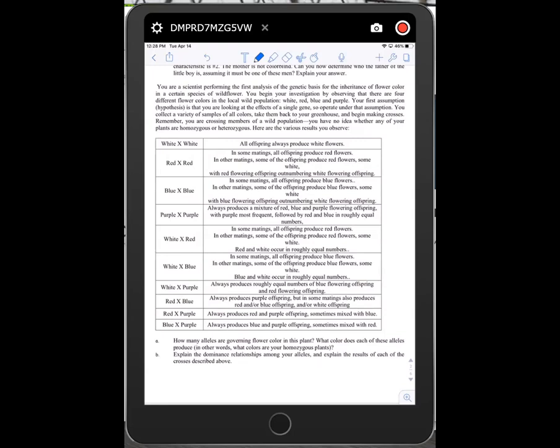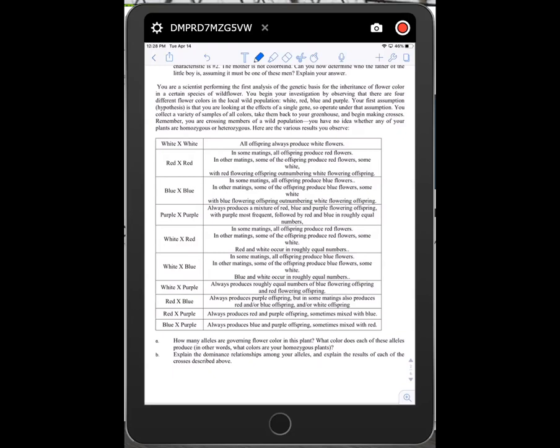Your first assumption or hypothesis is that you're looking at the effects of a single gene, so operate under that assumption. You collect a variety of samples of all colors, take them back to your greenhouse, and begin making crosses. Remember, you're crossing members of a wild population. You have no idea whether any of your plants are homozygous or heterozygous. So here are the results.